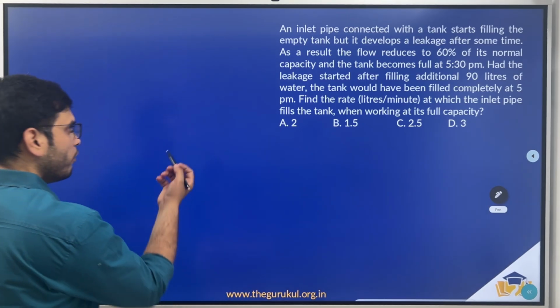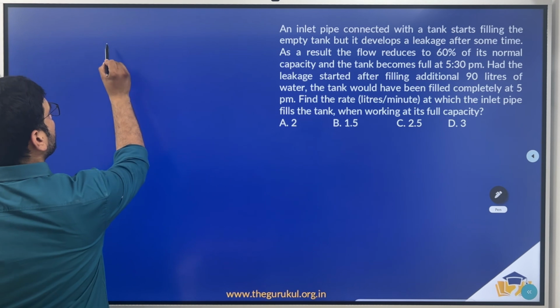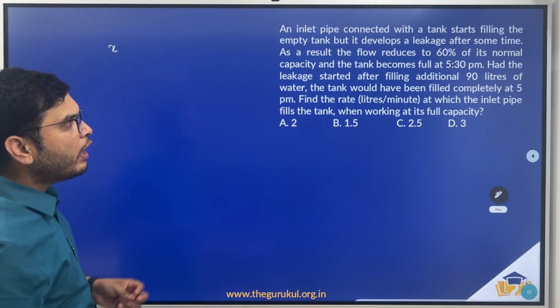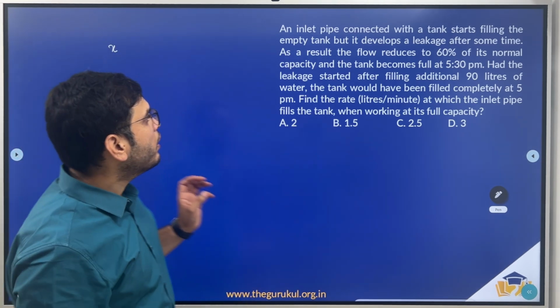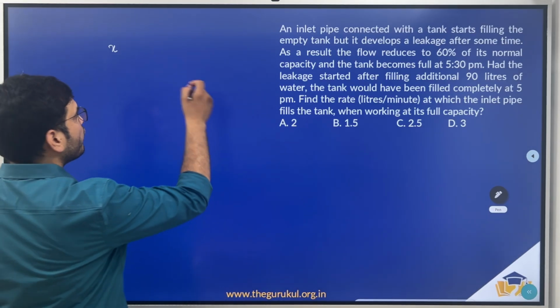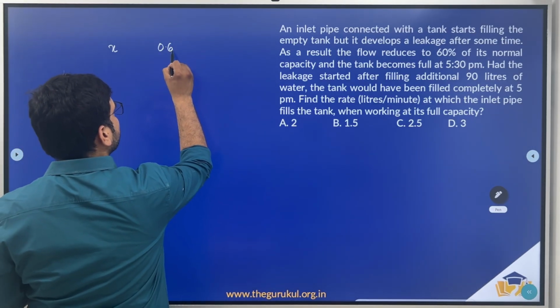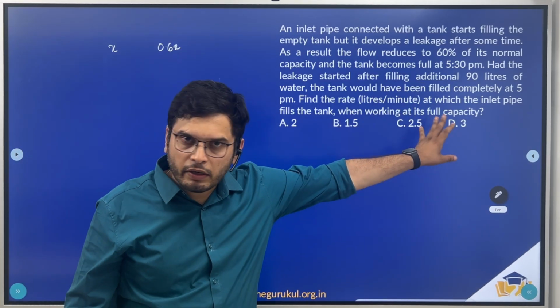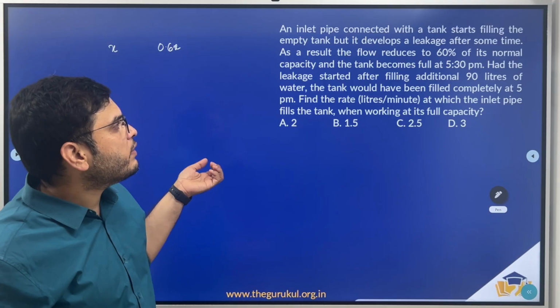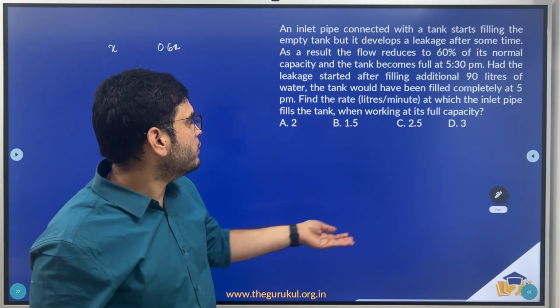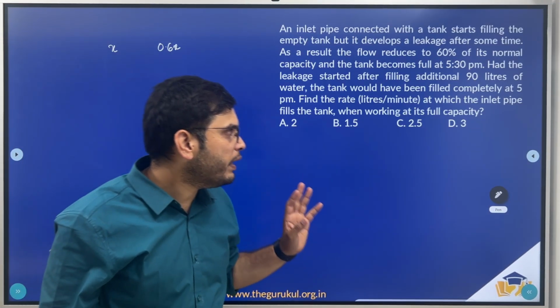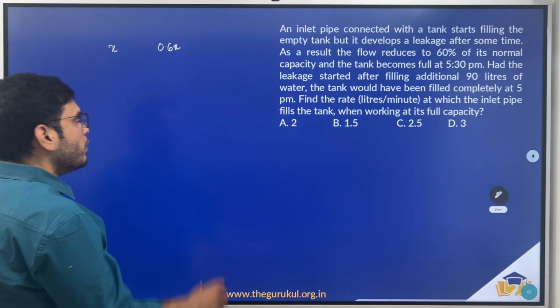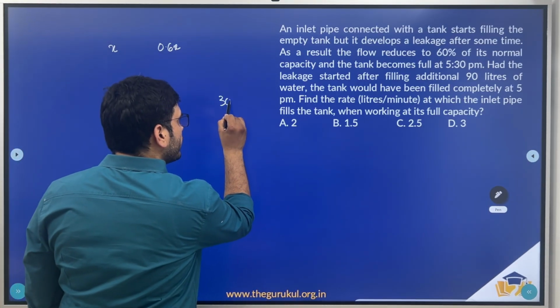Right, now let the full capacity of the pipe be x. Right, now because of leakage, the flow reduces to 60% of the normal capacity, so 0.6x. Now because of this, the tank becomes full at 5:30 p.m. Had the leakage started after filling additional 90 liters of water, the tank would have been filled completely at 5. Right, so there would be a 30 minutes delay.